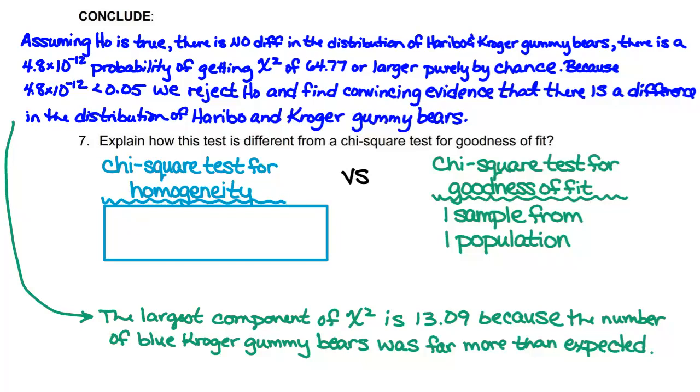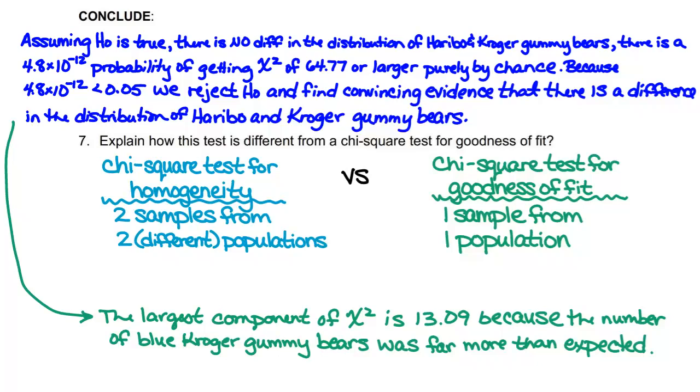Chi-square test for homogeneity, like we did with the gummy bears, we had a variety. How many samples did we have? We had two samples, one from Haribo, one from Kroger. How many variables were we looking at, though? Just one. That's okay. No, I know why you said 7. It's because it's a categorical variable. It has 7 categories, but it's just one variable. It's just the color of the gummy bear. We had 2 samples from 2 different populations.